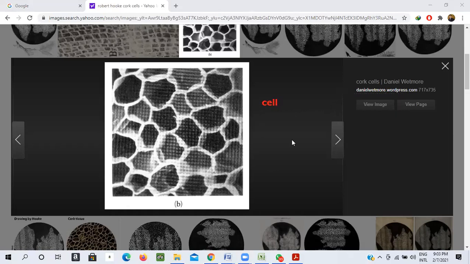Even now, in jail, this is the word applied for the prison cage. Understood? That name Robert Hooke kept for these cells because they look like that. Are you clear?